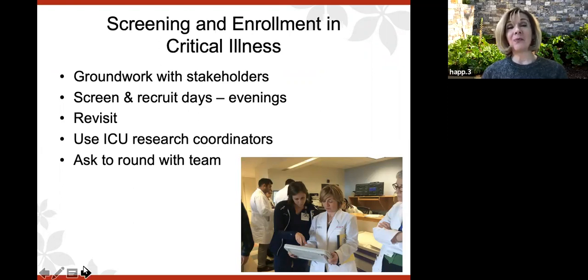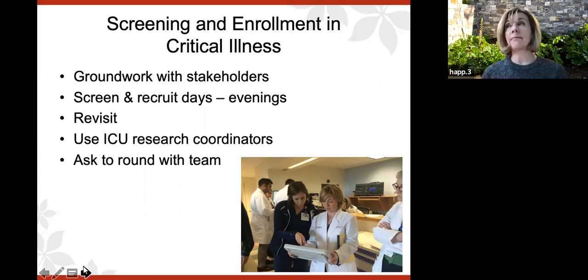This kind of work requires screening and recruitment on days and evenings. Oftentimes, family surrogate decision makers need to be involved. And so revisiting the unit frequently for when either patients are able to be approached or patients and family caregivers are able to be approached is really important. And so we've also been successful in engaging the critical care research coordinators in that work, and it's been invaluable.